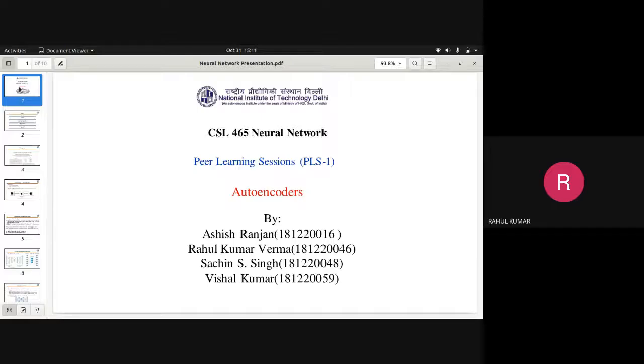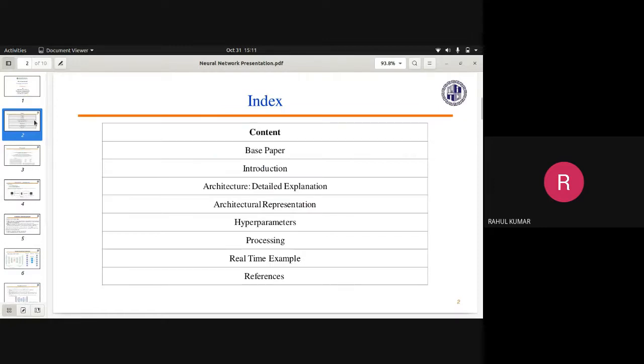This is Autoencoders. First of all, I will give you a brief introduction about the neural network and its architecture that we are presenting, that is autoencoders. Then our group member Vishal will present about the architecture in a detailed fashion and its architectural representation. Then our group member Sachin will present about the hyperparameters and processing part. Then Ashish will talk about the real-time example.